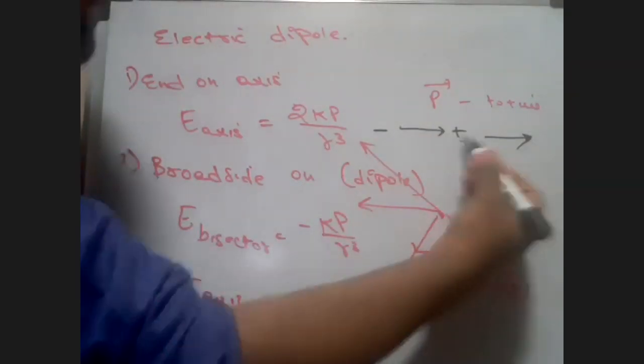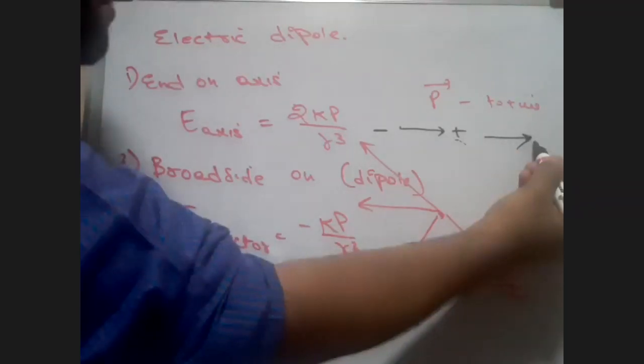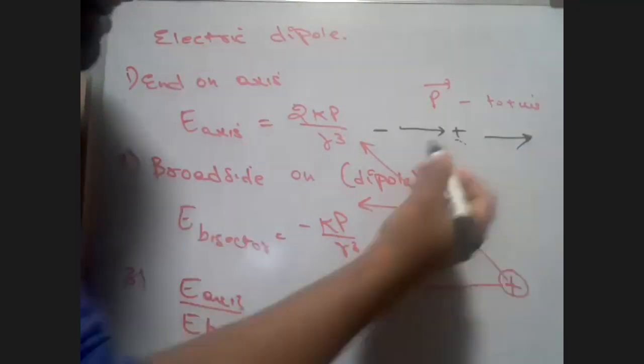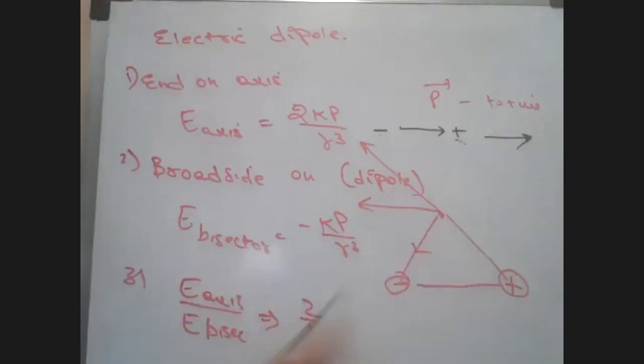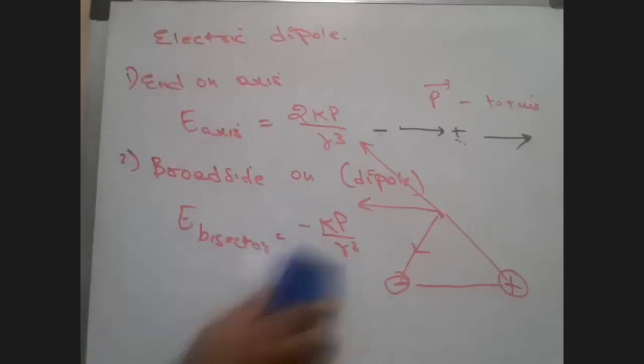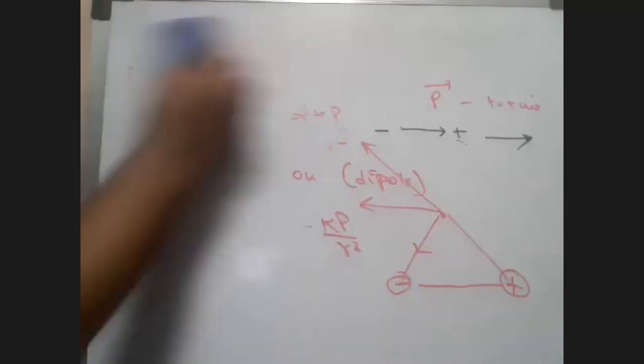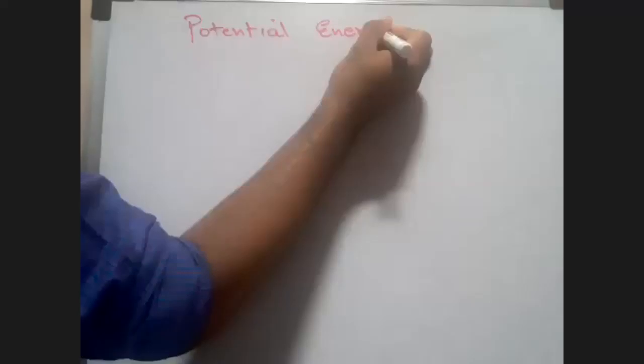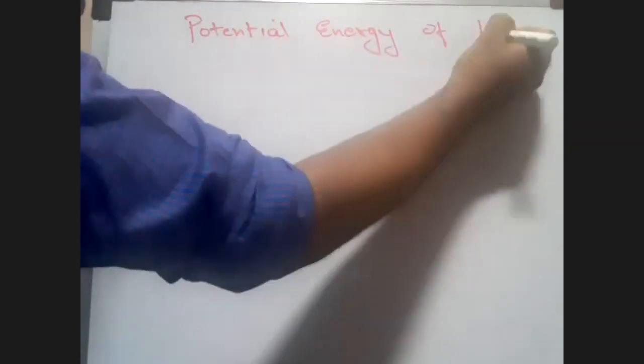Why? Because the positive charge has more force at this point. It's going to repel more. And this negative charge is going to attract, but it will attract very less. So these things make the electric field intensity in the direction of the dipole moment. Okay. These were some points which I wanted to cover before we enter into conductors. Conductors is a small topic. Let's talk about the potential energy of a dipole.